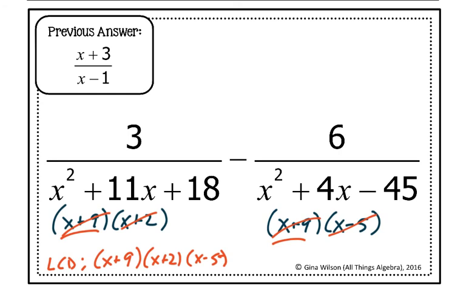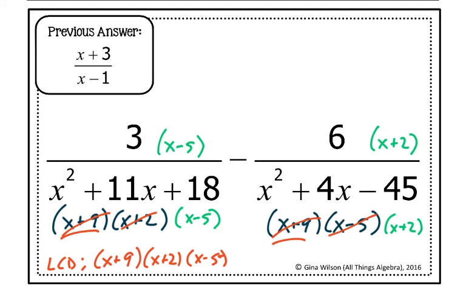That means I'm going to have to take my left fraction, this denominator, and see what's left. What do I still need here? I've got an x plus 9, x plus 2. I need an x minus 5, top and bottom. Okay, on this right denominator, I've got an x plus 9, x minus 5. Me thinks I need an x plus 2, top and bottom. Okay, that's great.